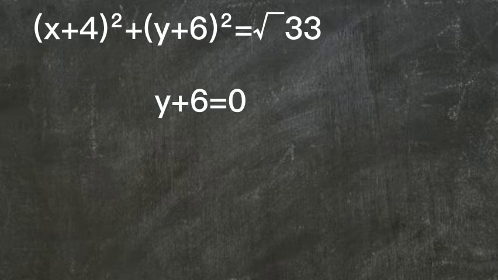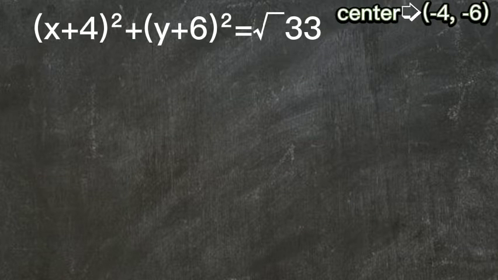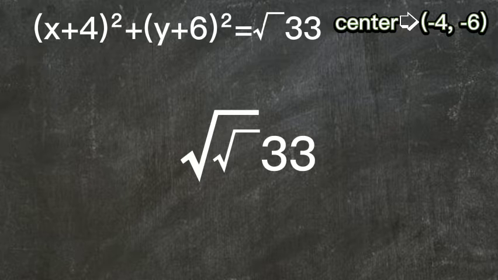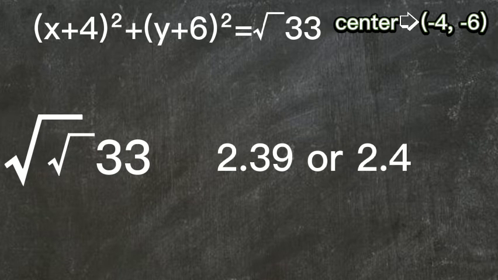Let's repeat the process. y plus 6 is equal to 0. Subtract 6 on both sides, cancel positive 6 on the left side, and now we have y is equal to negative 6. So our center is negative 4 and negative 6. Now let's move on to the fun part. Let's get our radius. For this one, it's just the same process. You just need to get the square root of the square root of 33. And the square root of the square root of 33 is 2.39, or if we round it up, it's 2.4.